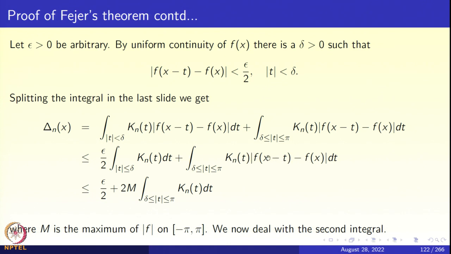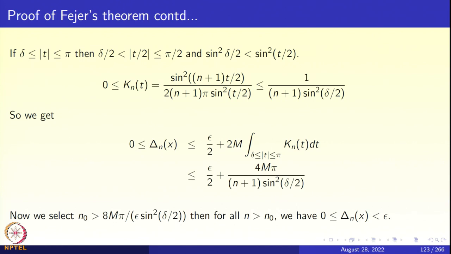Here we use the fact that the function is continuous and so it's bounded. Call M to be the supremum of the function and this thing will be less than or equal to 2M times the integral over mod t greater than or equal to delta of K n t dt. Now we need to deal with the second integral and we have to show that that is less than epsilon by 2 for all n greater than or equal to n naught.